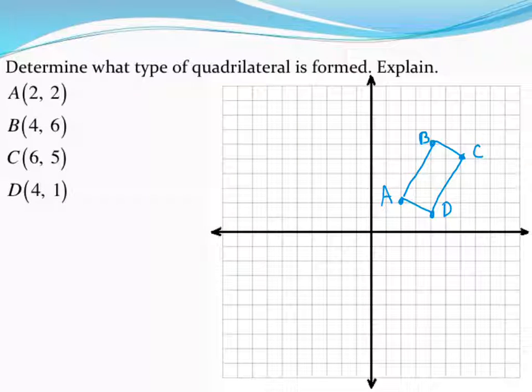Let's take a look at another way that we can use coordinate geometry to determine what kind of quadrilateral we're looking at. So I've gone ahead and already graphed my points. If you haven't done that, then you can pause the video if you're doing this with me. Otherwise, let's just go ahead.